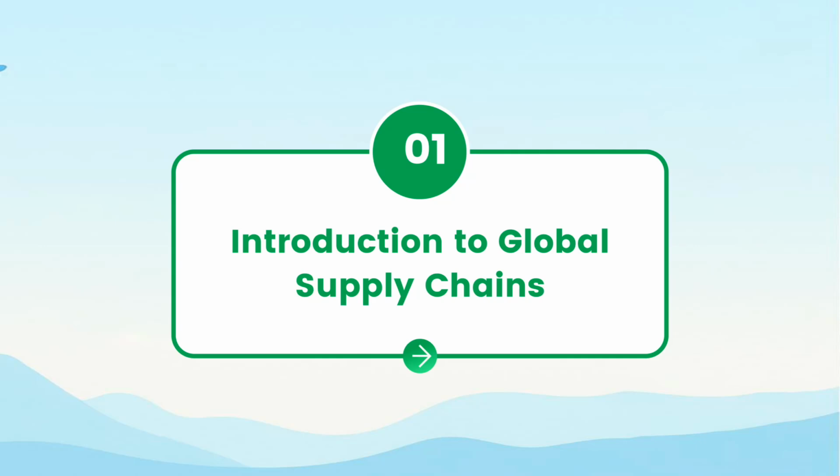To begin, let's define what a global supply chain really is and why it's important. At its core, it's the network of suppliers, manufacturers, transporters and distributors that move products from raw materials to customers. And understanding that flow helps explain how goods reach markets, affect economies, and shape consumer access around the world.